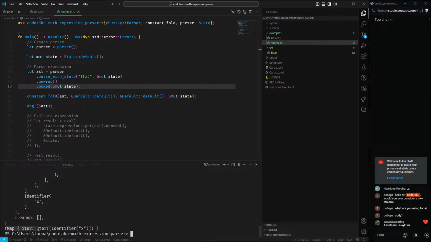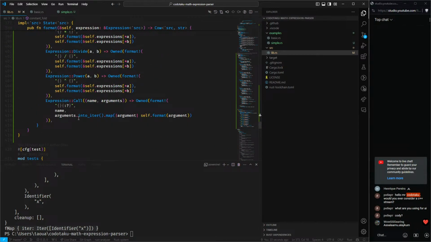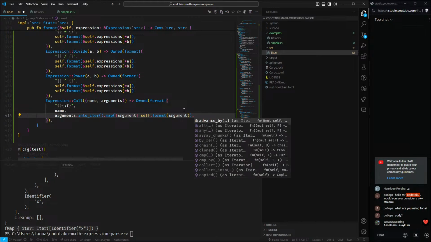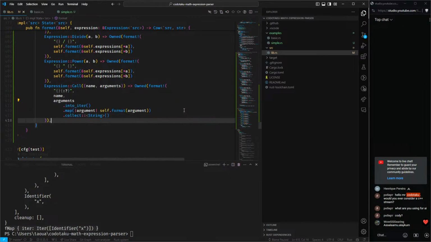Oh, it's actually saying map error. Okay, go to the format function. Yeah, we have still not joined these. Okay, so we have a bunch of strings, right? Well, a bunch of cows, but whatever. Can we actually collect them into one string? Can we use join maybe? Can we actually collect into a string directly and it would join them maybe? Is that even possible?